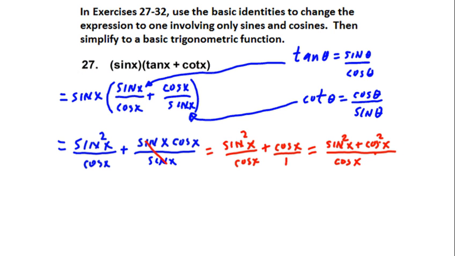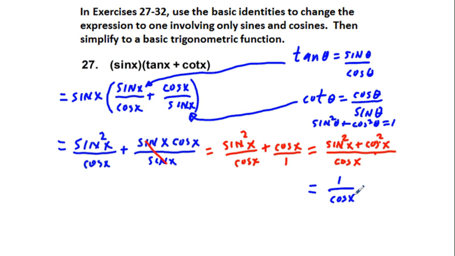And we can go to our first Pythagorean identity, which is, I'm going to write it right up here, sine squared theta plus cosine squared theta is equal to 1. So we can replace this thing up here with 1. So sine squared x plus cosine squared x is 1. So we have 1 over cosine x.